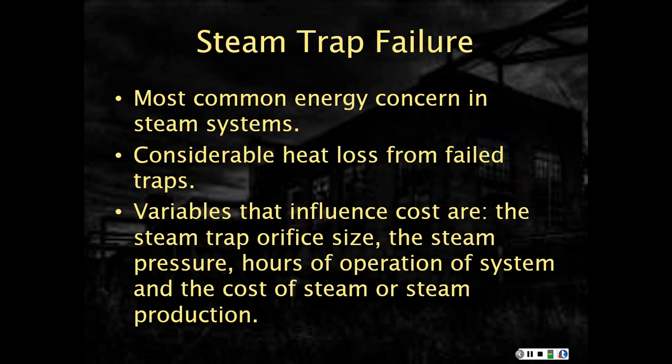Of course, one of these is steam traps. The most common energy concern in the steam system. Again, steam traps are located in a number of different areas. A considerable amount of heat can be lost from a failed trap. So if traps fail, typically they fail open, so they actually allow steam to pass through. So we have steam that gets into the condensate lines, then it condenses somewhere where we didn't want it to condense.